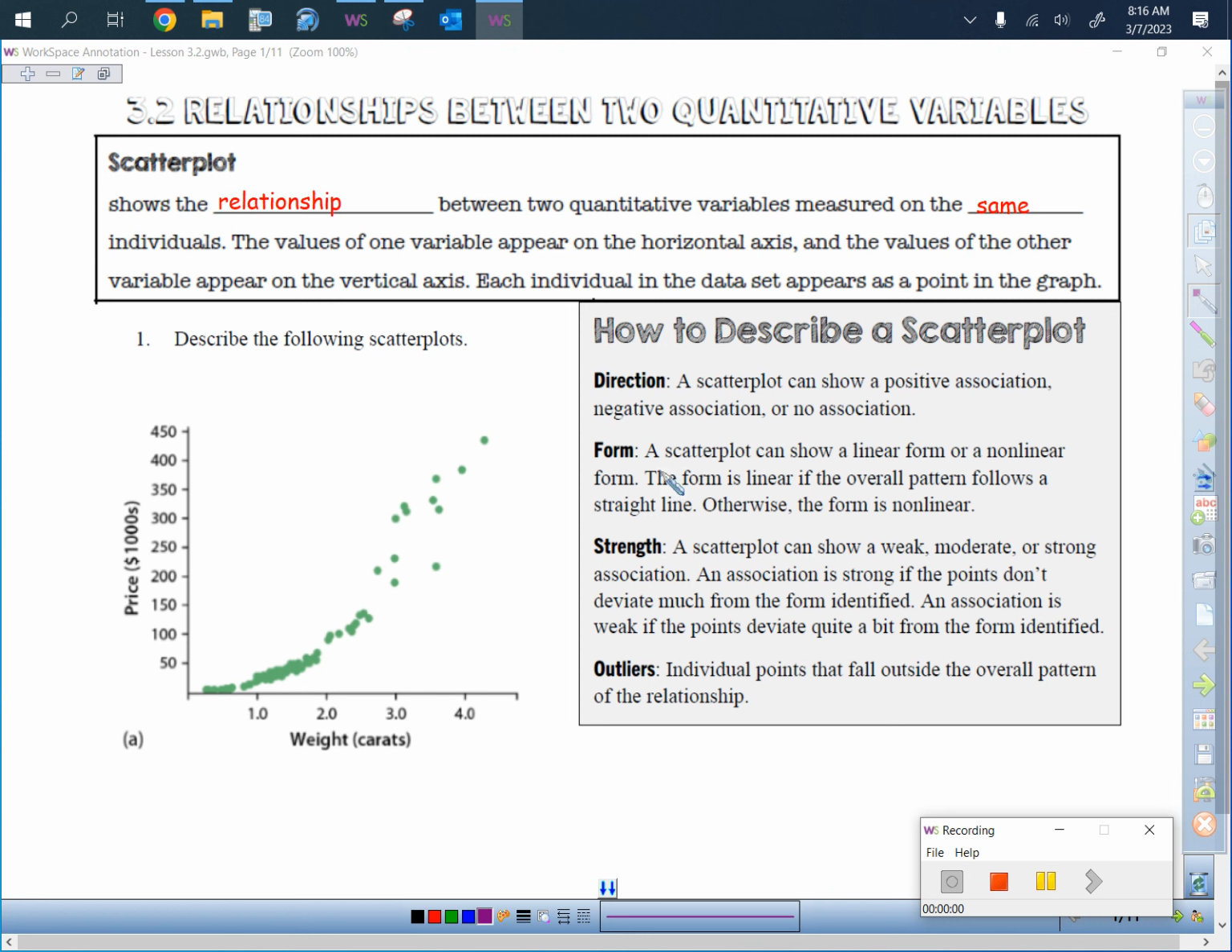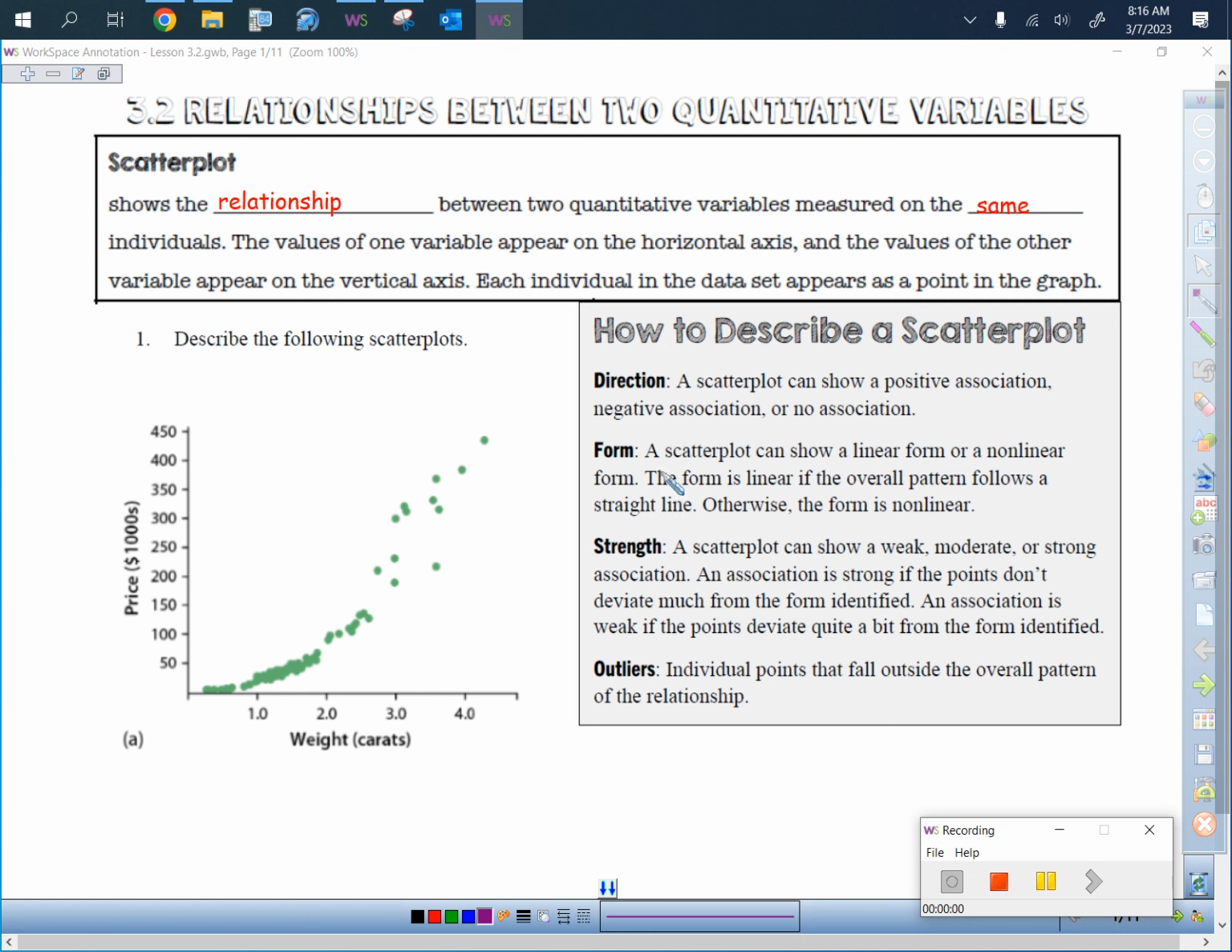So today is 3-2, relationships between two quantitative variables. We just did an activity about how many candies we could grab versus the width of our hand. Those are two quantitative variables. And we have definitely made scatter plots from way back in our algebra days.